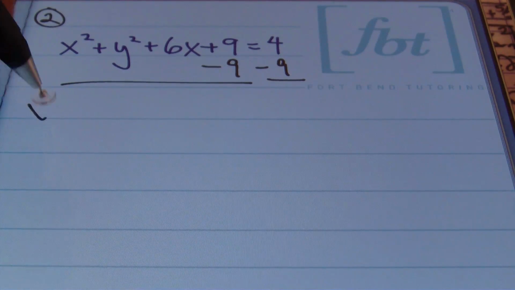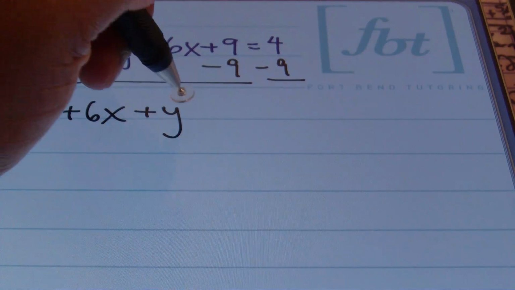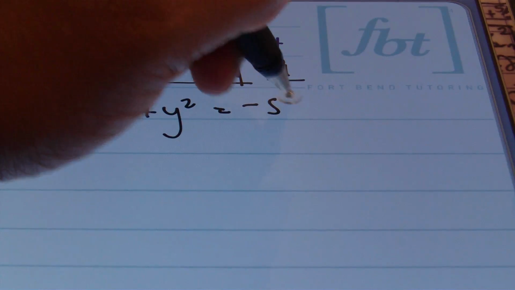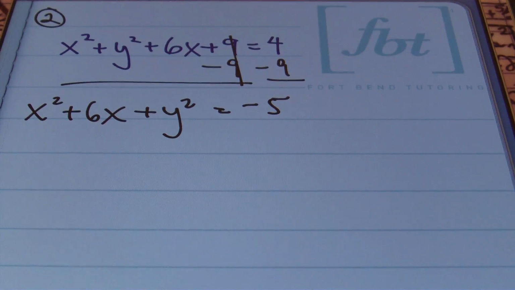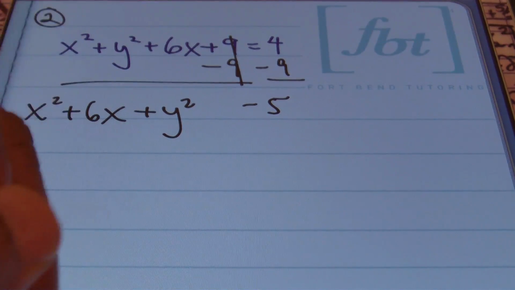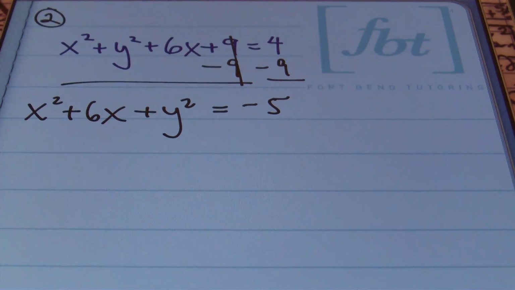I'll rewrite this as x squared plus 6x plus y squared equals, the 9's cancel out here, that'll be -5 on the right hand side. Oh, and you don't like that equal sign? Great, because neither do I. Let's fix this equal sign. There you go. That's much better.